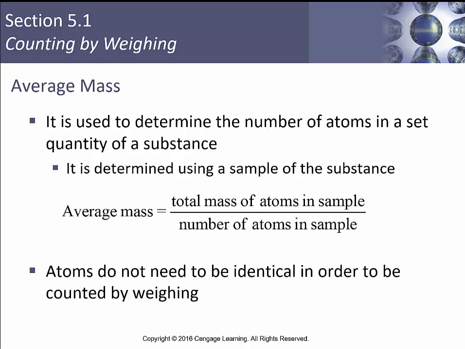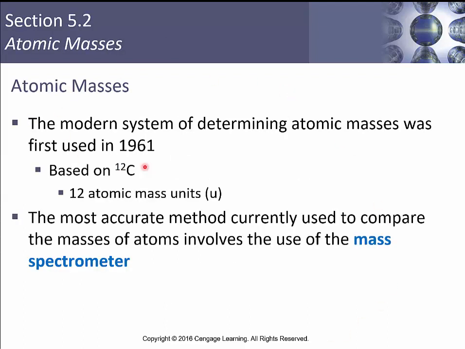And this led to our system of atomic masses, and our modern system of determining atomic masses was first used in 1961. Right, so it's not that long ago in terms of the history of chemistry, right? You will probably have some professors on campus who were well around and alive during the 1960s. It's based on carbon-12.